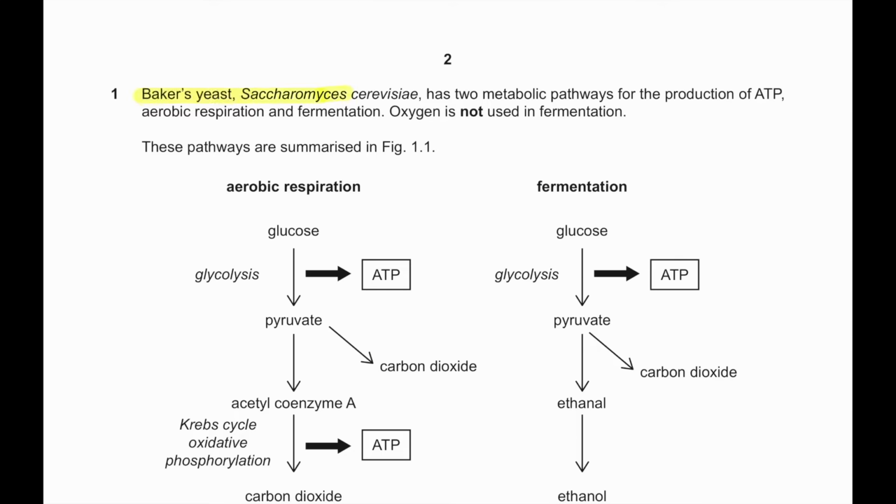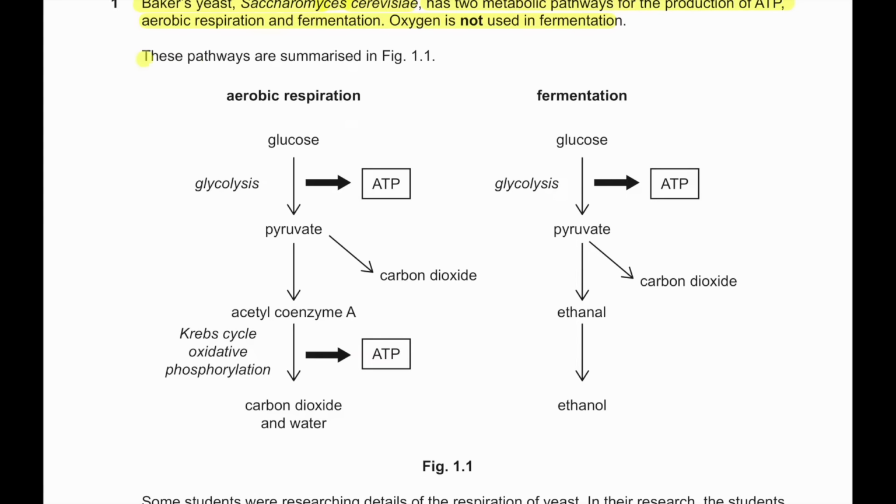Baker's yeast, Saccharomyces cerevisiae, has two metabolic pathways for the production of ATP: aerobic respiration and fermentation. Oxygen is not used in fermentation. These pathways are summarized in figure 1.1.